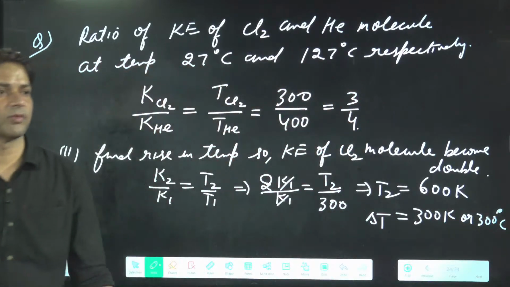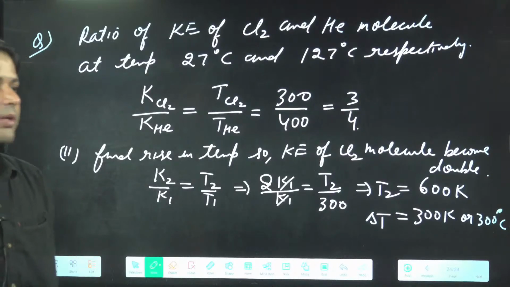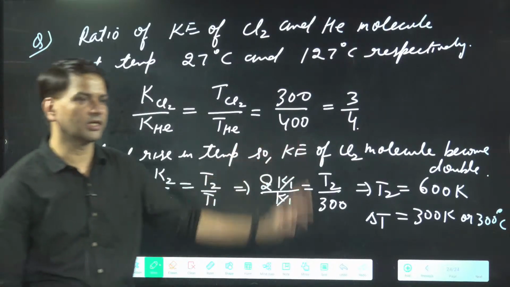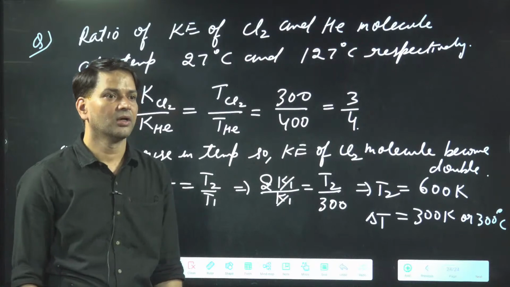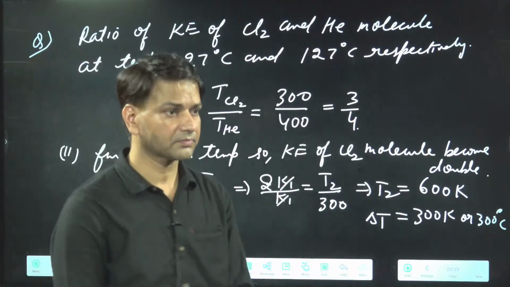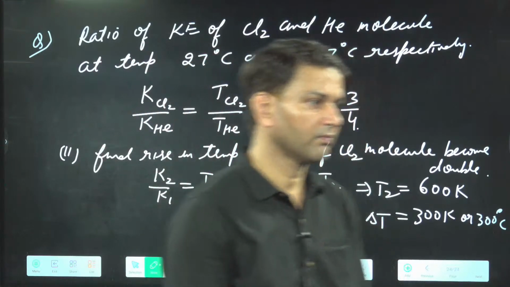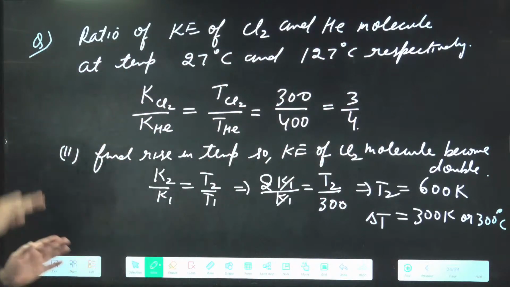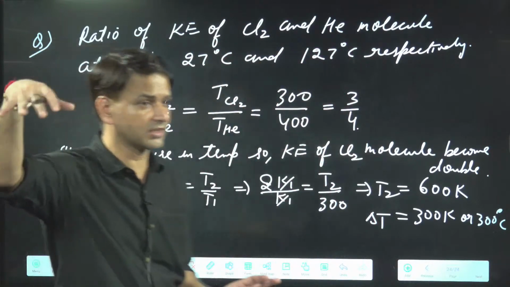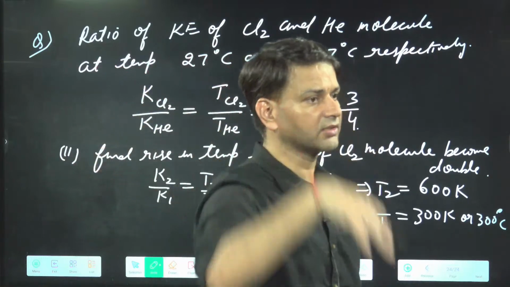Because the temperature difference will be the same in both. So the answer may have a 300 Kelvin option, or a 300 degree C option. Okay, so later we will use all these formulas when I discuss the internal energy of the gas. There we will discuss more problems.